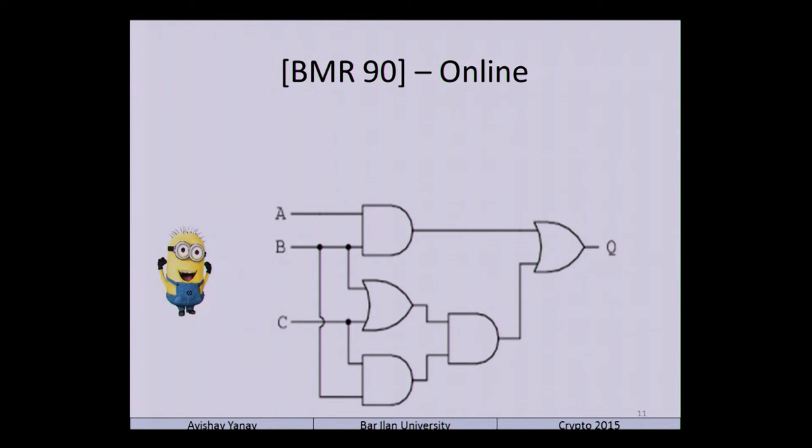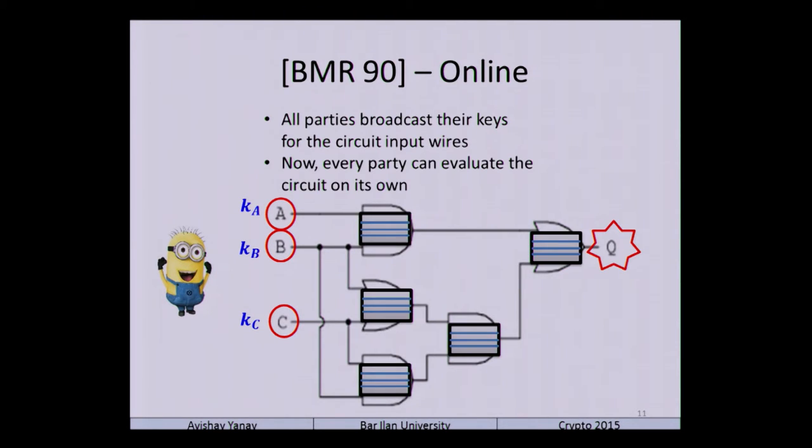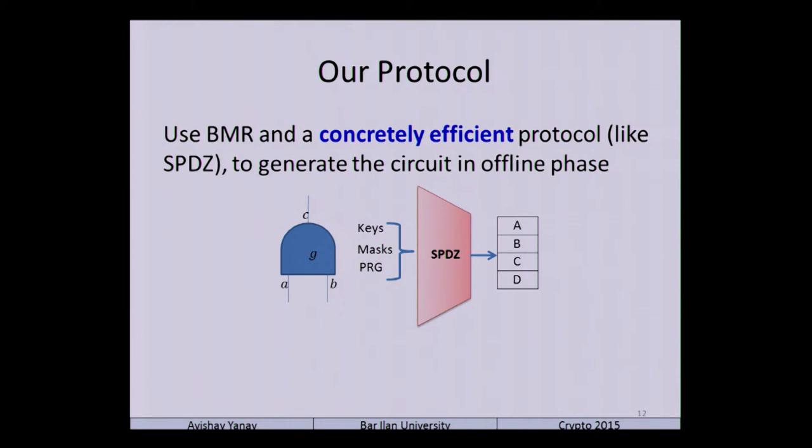So after they achieve the garbled gates for all the gates in the circuit, the parties move to the online phase in which they only need to exchange keys for the circuit input wires. And once the parties have one super key, which is a concatenation, for each circuit input wire, they can evaluate the circuit using the garbled gates that they computed in the offline phase. And this way they obtain the output of the circuit.